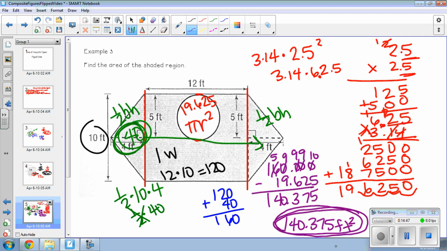So that's just kind of a little example, 3 different examples of how to deal with area of composite figures. Make sure that you have all of that ready for the next time you're going to need it in class for your teacher.